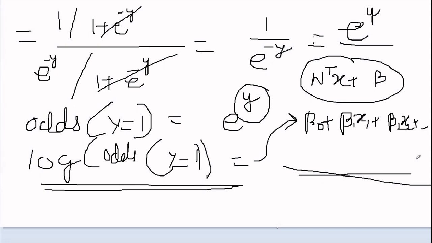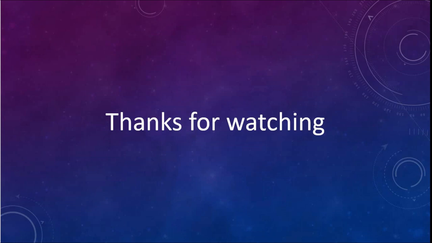In the next video, we'll learn more about the log loss function and of course the maximum likelihood estimation, which is used to find the best sigmoid curve to fit the equation.